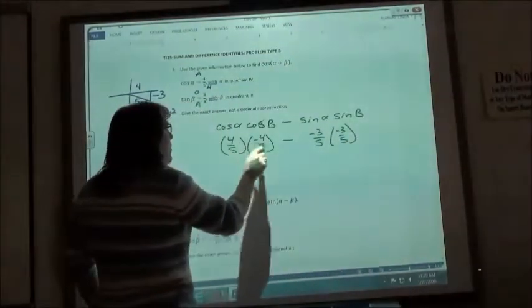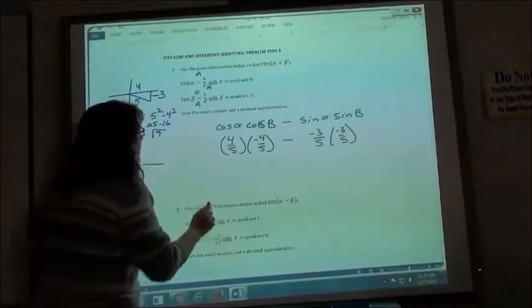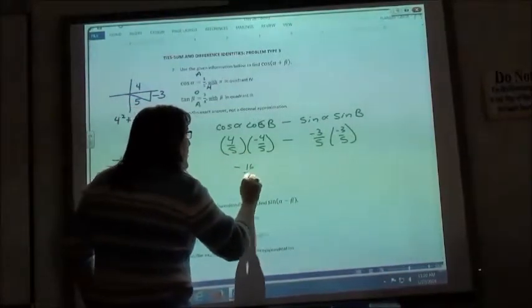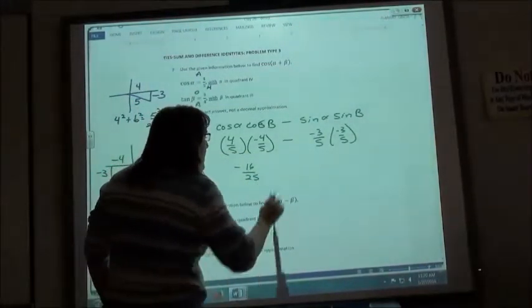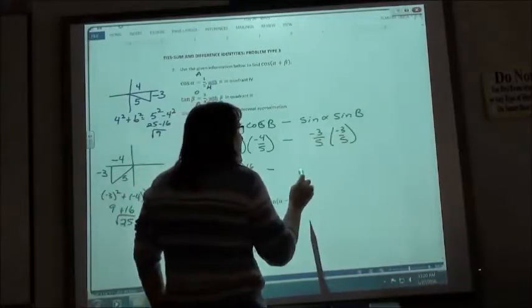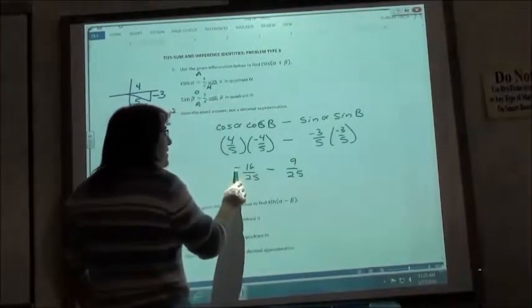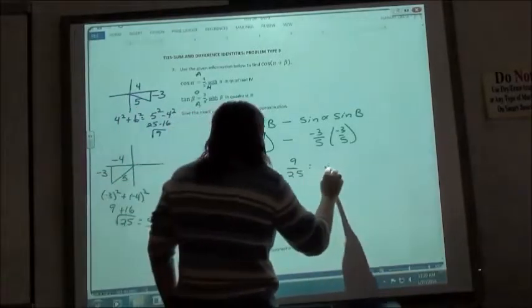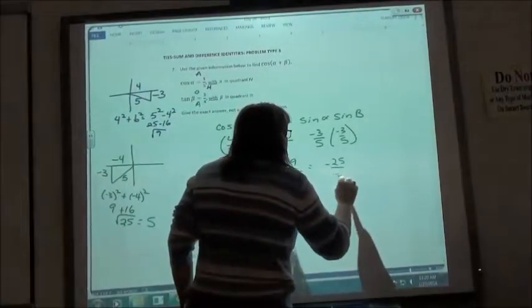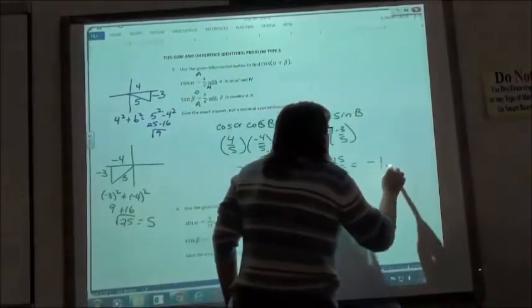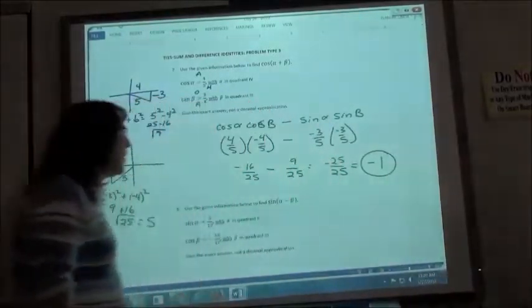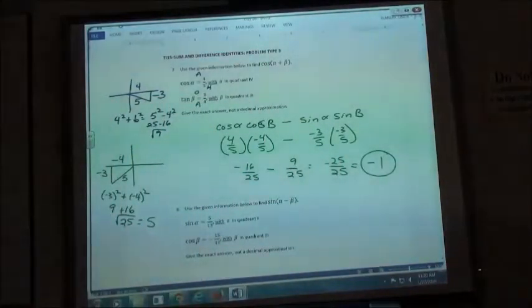So here we are going to have negative 16 over 25 minus, that's going to be positive 9 over 25. Negative 16 minus 9 would give me negative 25 over 25, which simplifies into negative 1 then. So my answer, negative 1.